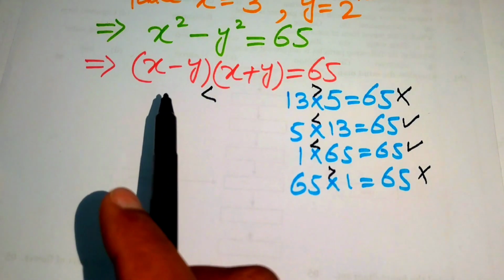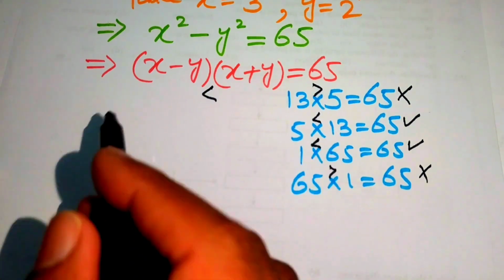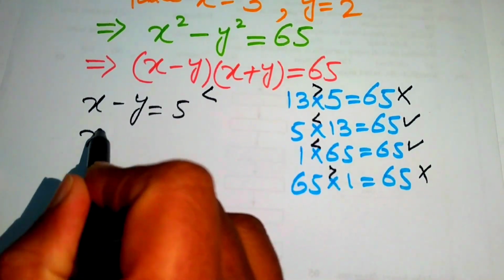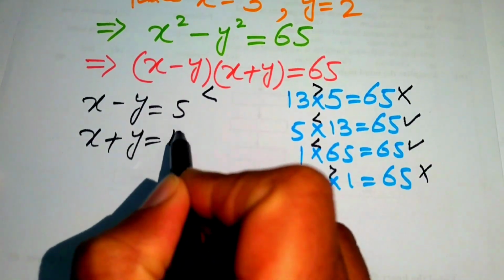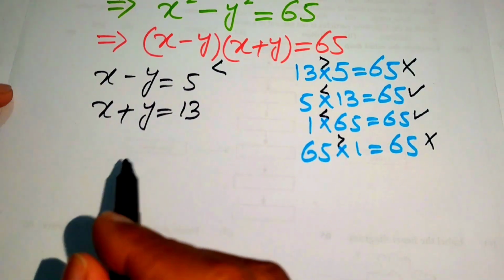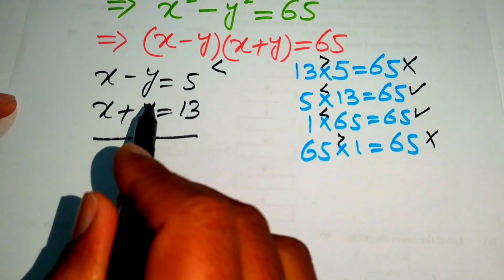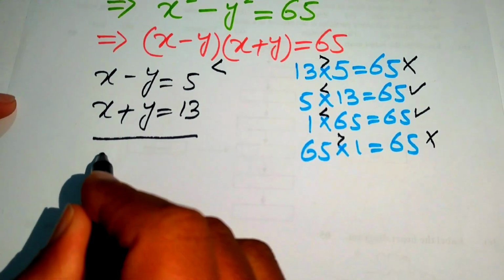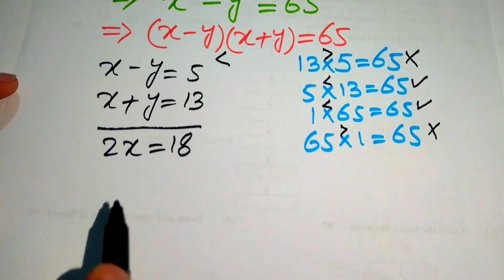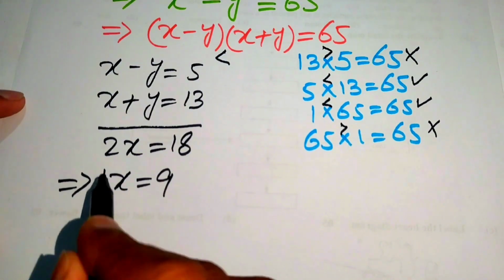In the first possibility we compare (x minus y) times (x plus y) to 5 times 13, and we write it as x minus y equals 5 and x plus y equals 13. So here we find the values of x and y, and first we add these two equations. When you add these two equations, y is cancelled, and we get 2 times x equals 5 plus 13 is 18, and here we get the value of x equals 9.